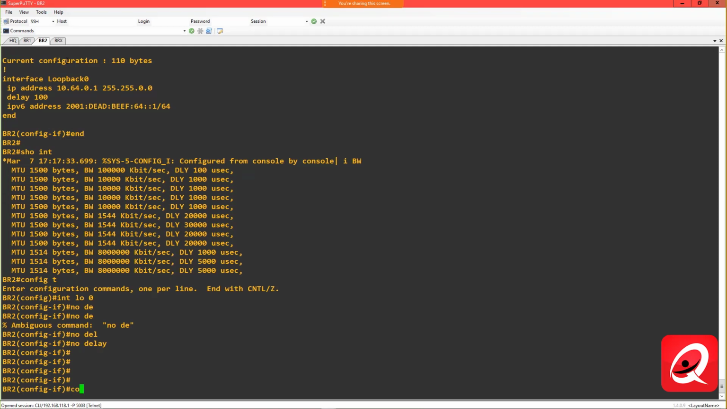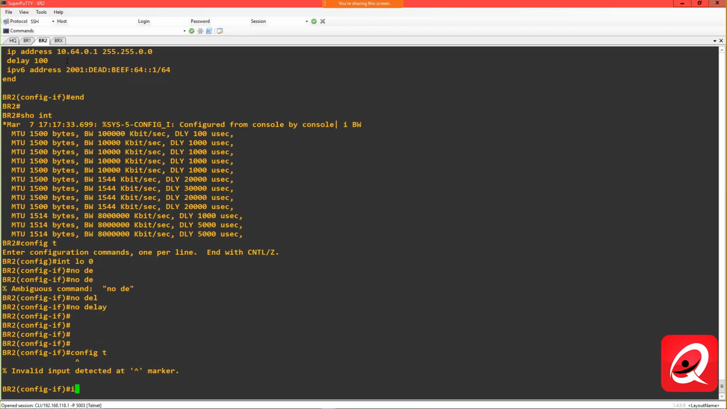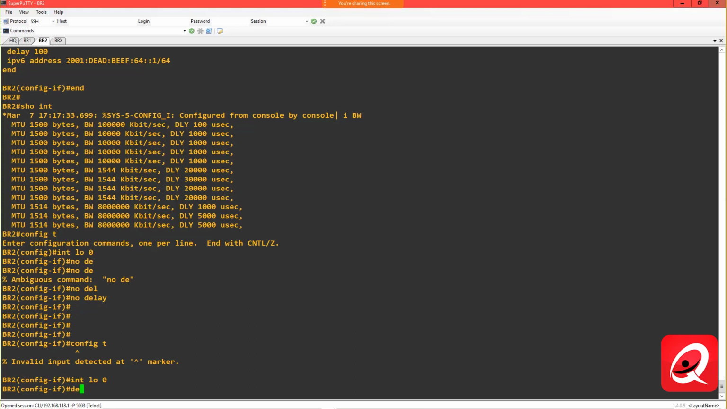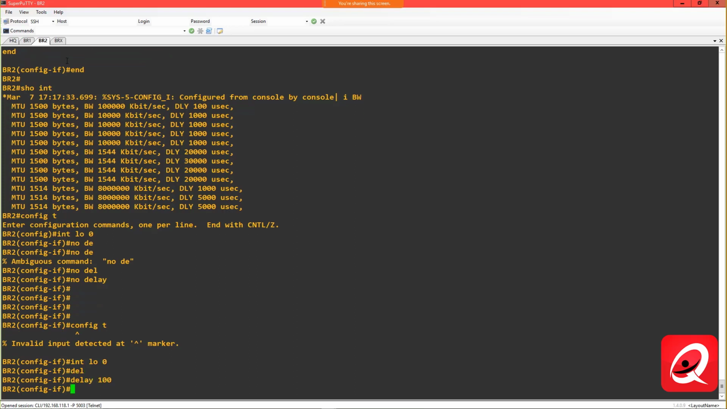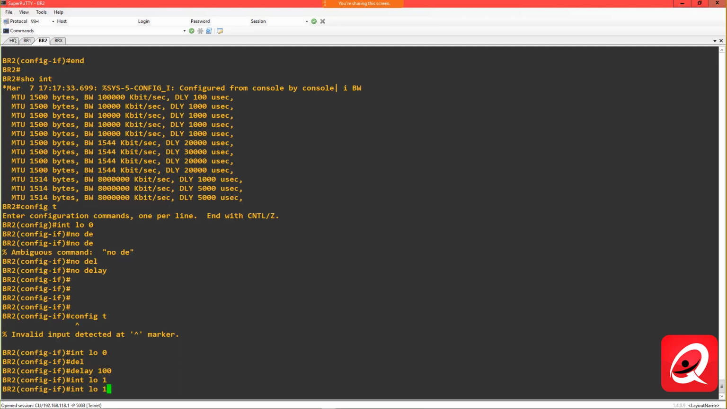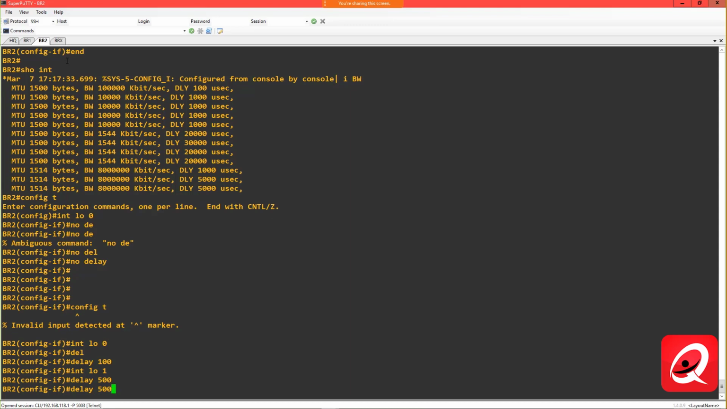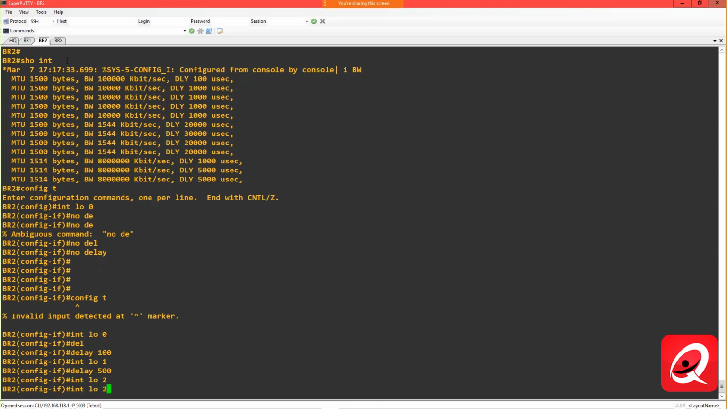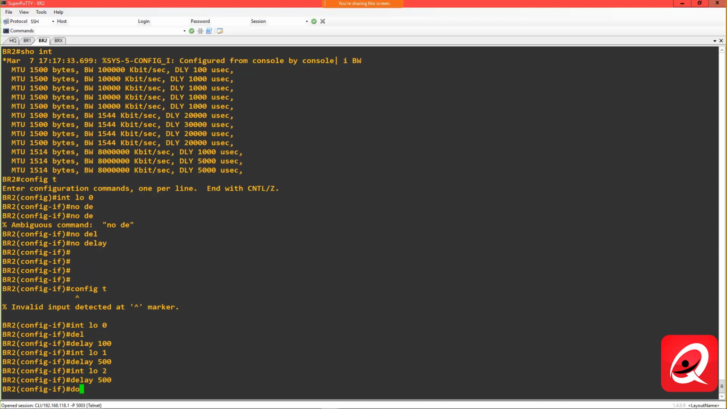So let me do this instead. Let me go into interface loopback 0 and set the delay to 100. And let's go into interface loopback 1 and set the delay to 500. Because we're trying to change the metric values. Do show IP EIGRP topology.